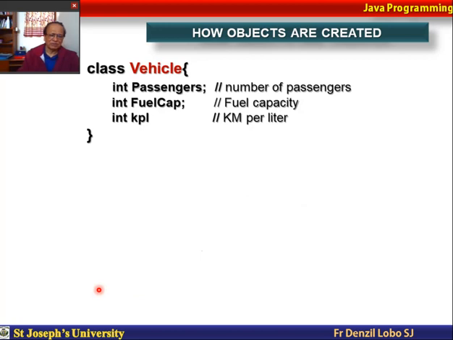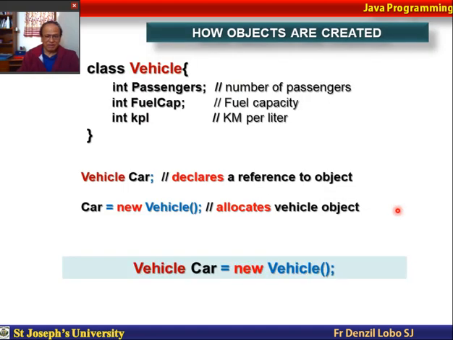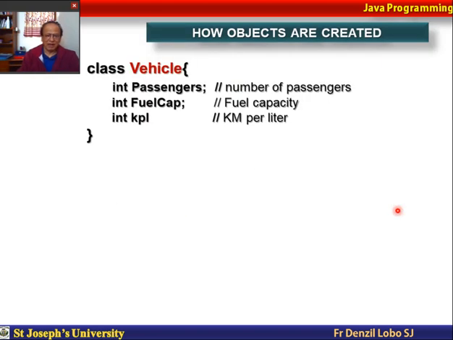So you may have different kinds of vehicles. For example, as you see here, you have got different types of trucks, a sports car, a car, and an armored car. Different kinds of vehicles, but all these vehicles will have, as you see, the number of passengers, fuel cap, and kilometers per liter.